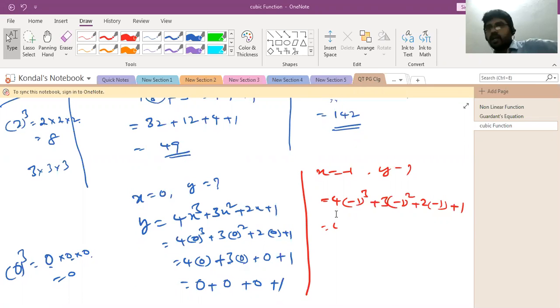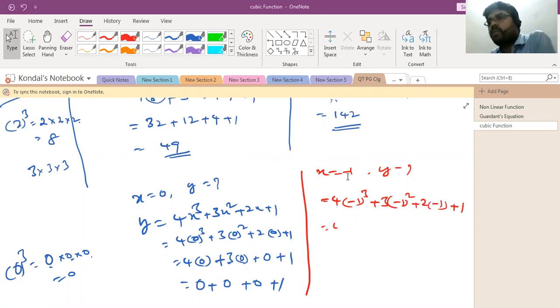Here, the cubic function. I'm repeating again: the cubic function is the one whose power value is equal to 3. That is called a cubic function. So here we came to know what we got if x is equal to 1, and what y value we got if x is equal to 0. So next we will do the minus side.